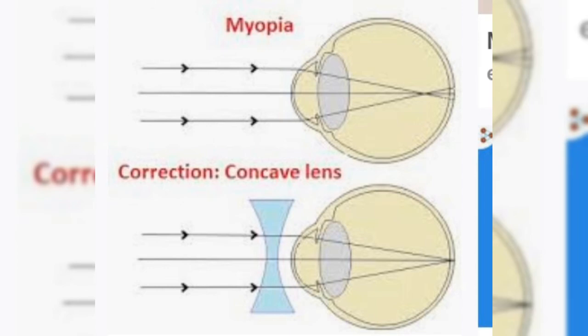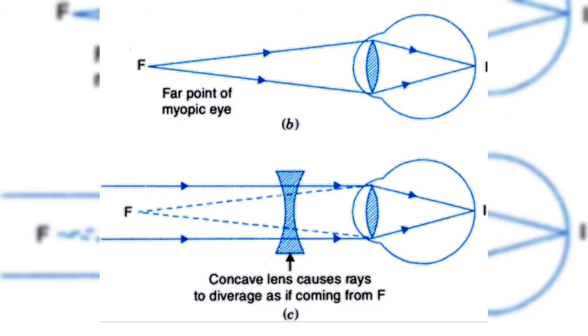The cause for the defect of myopia is the short focal length of the eye lens. We know when the focal length of a lens is decreased, then its converging power increases. And the second point, the eyeball size is too long.